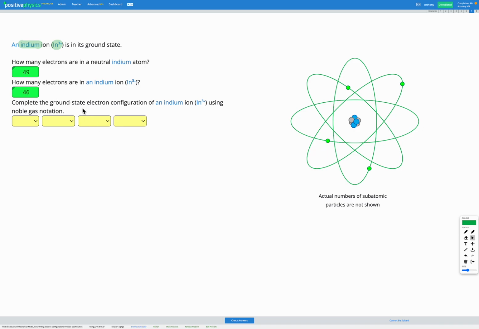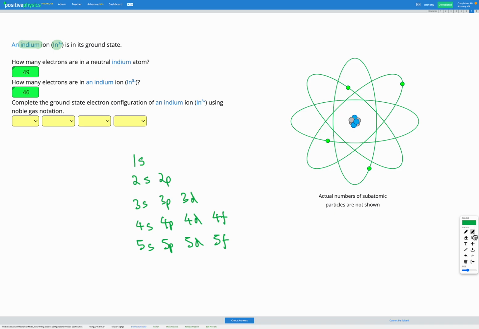Okay, final step is to figure out our electron configuration for indium using noble gas notation. Now to do that, first I'm going to figure out my overall electron configuration for an indium atom, and then I'm going to remove 3 electrons to get my indium ion. So let's go ahead and write out our energy sublevels. We've got 1s, 2s, 2p, 3s, 3p, 3d, 4s, 4p, 4d, 4f, 5s, 5p, 5d, 5f, etc. This goes on for 6, 7. We're going to stop there for now.